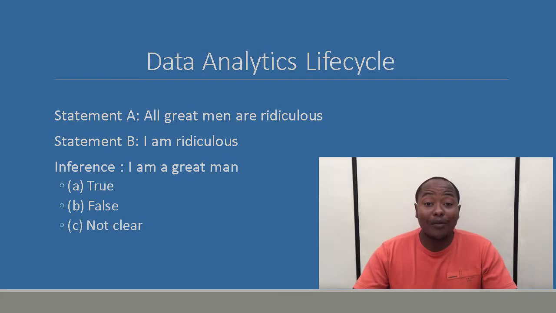Now, if I were to give you statement A, which says, all great men are ridiculous, and someone from the interest group replies and says, well, I'm ridiculous, with the inference that they are a great man, how would you critique this whole scenario? What options would you choose? Option A, which says that statement is true, option B, which says that statement is false, or option C, which says that statement is not clear?